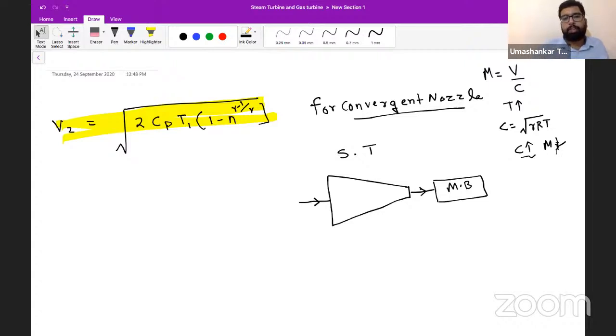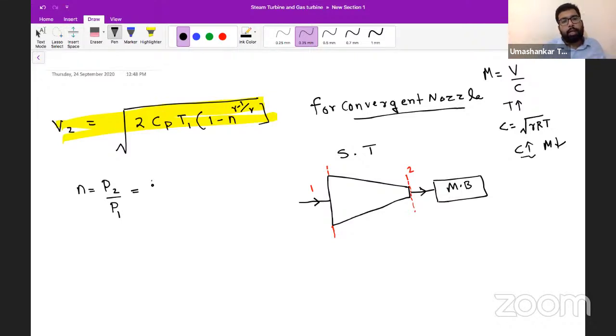So what we have established, the formula you are seeing on the screen, is that the entry to this nozzle is at state 1 and the exit of the nozzle is at state 2. This is the expression through which, by putting in the pressure ratio, we can find the velocity at the exit of the nozzle. So n is P2 by P1.